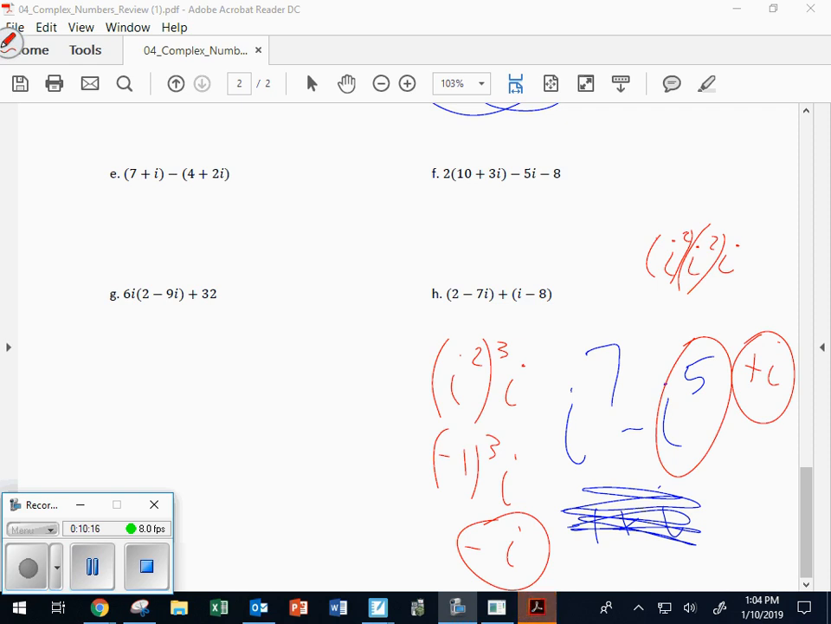Oh, wait a minute. I think you're right. Hold on. This one was positive i, but we're subtracting positive i. Sorry. So this is negative i minus i. You're right. Negative 2i. Oopsie.